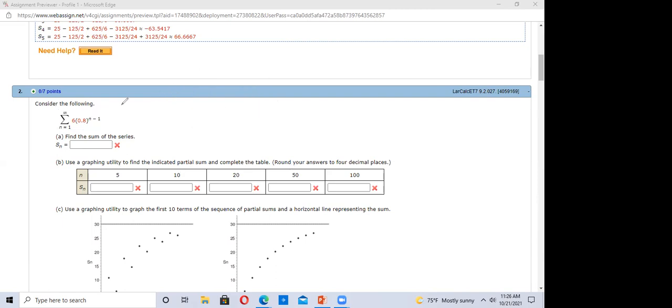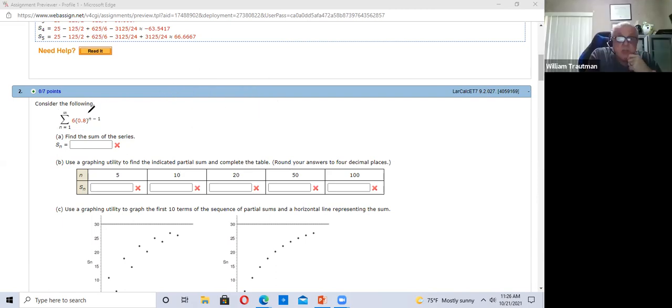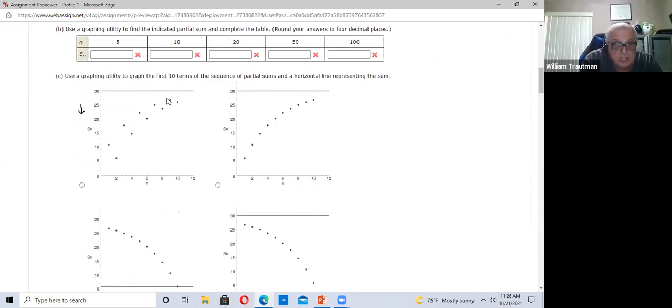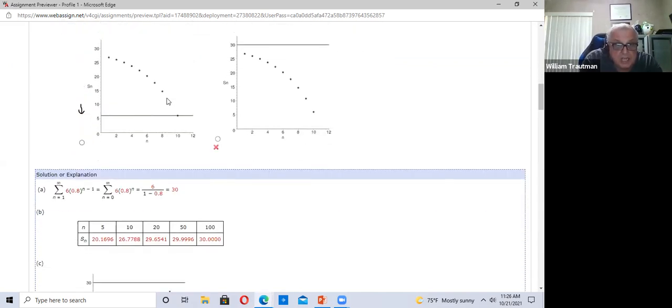Yes, this is a geometric series. This is a fraction less than 1. So I want you, you need to be able to spot those out. This is a fraction less than 1, and I'm hoping they kind of show that in the answers, and they do.